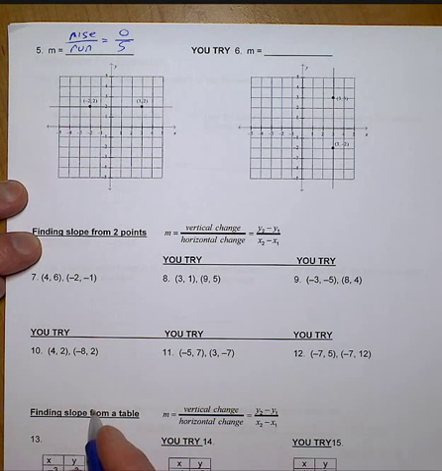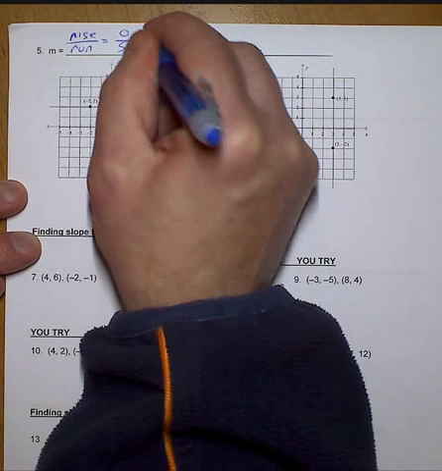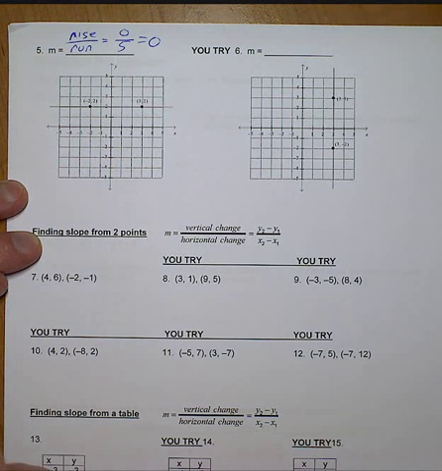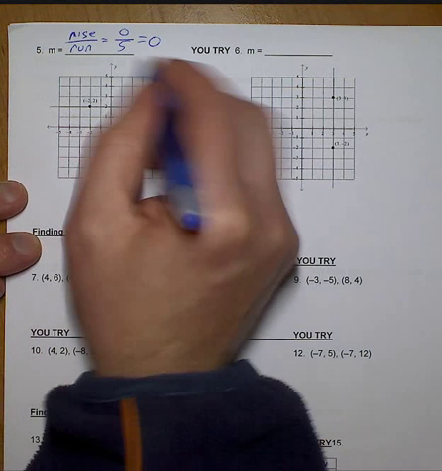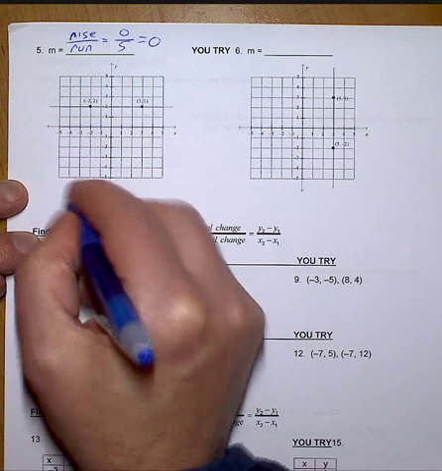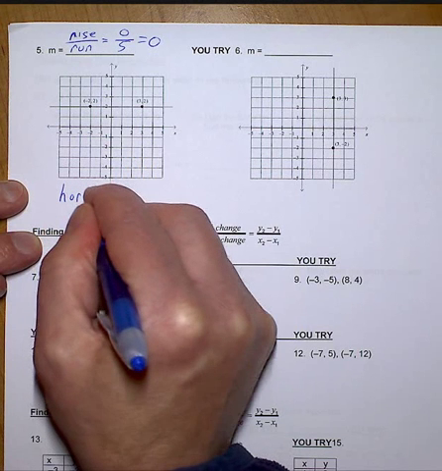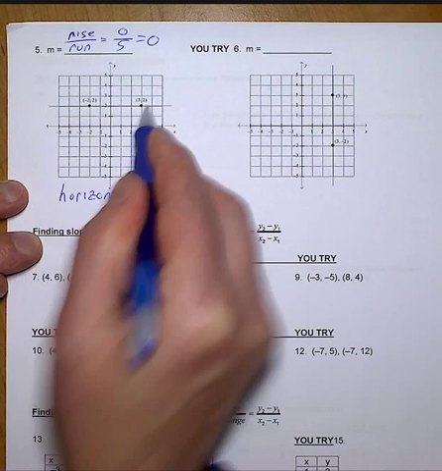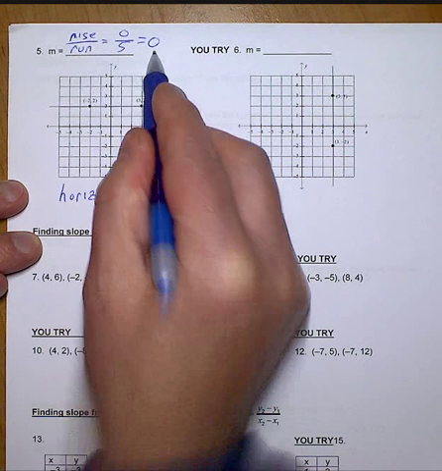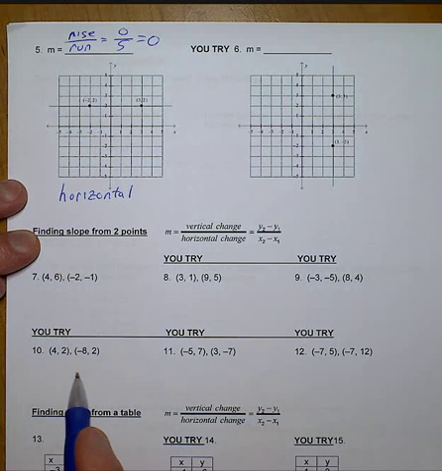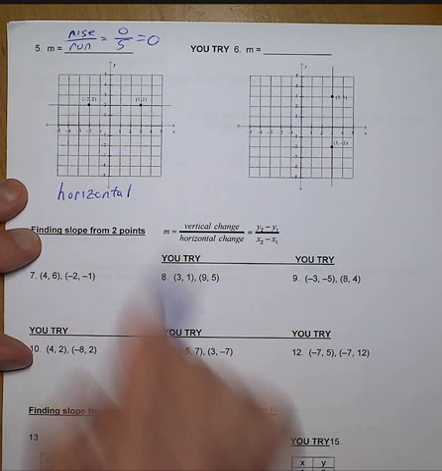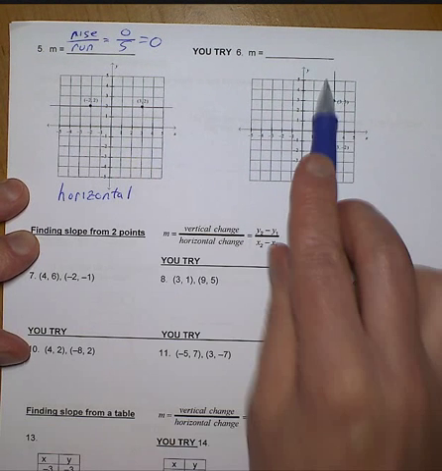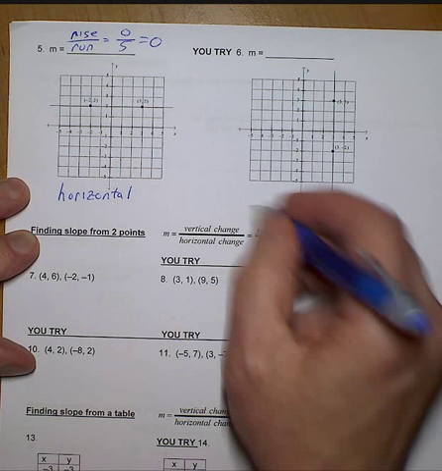0 divided by anything is 0. Okay? And this is an important point. That slope is 0. And what kind of line is this? It's a horizontal line. Any horizontal line will have a 0 slope. Key point. Number 6, you guys can try. It's not a horizontal line, looks like a vertical line. I'm going to give you one little hint.